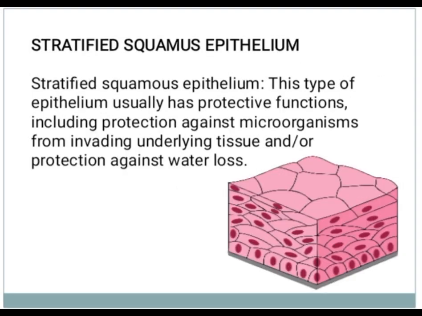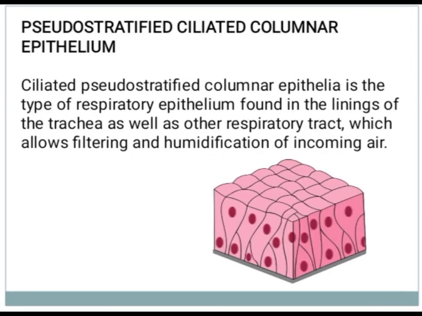Next is stratified squamous epithelium. This type of epithelium usually has protective functions, including protection against microorganisms from invading underlying tissue and/or protection against water loss. Pseudostratified ciliated columnar epithelium. Ciliated pseudostratified columnar epithelia is the type of respiratory epithelium found in the linings of the trachea as well as other respiratory tract, which allows filtering and humidification of incoming air.